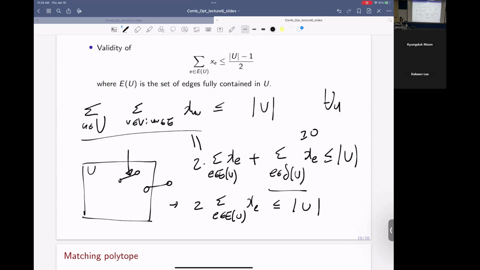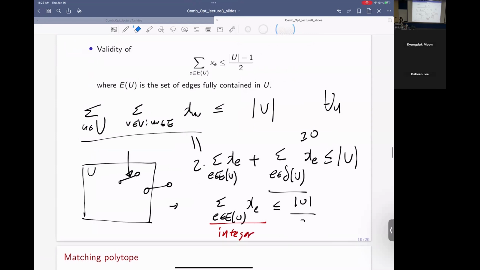Now we divide both sides by 2. We get U over 2. Okay? We got this inequality. And the last step is the following. We know that these are integers. Each variable is 0 or 1. So if you sum up these variables, that's an integer.